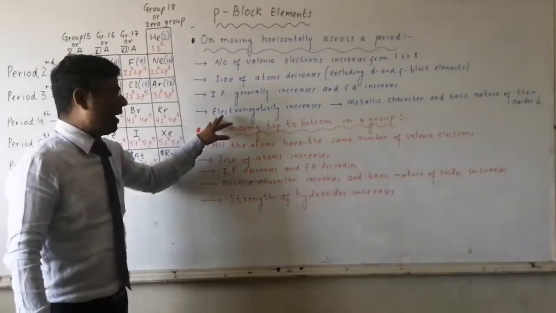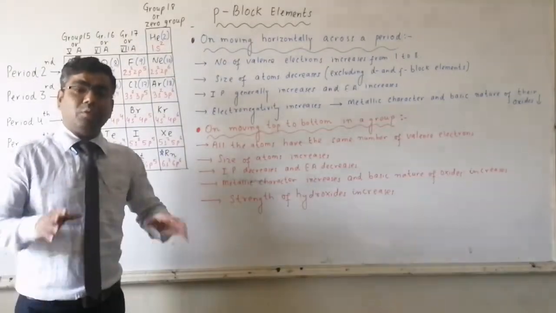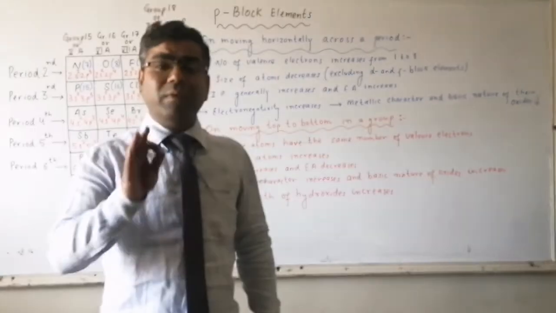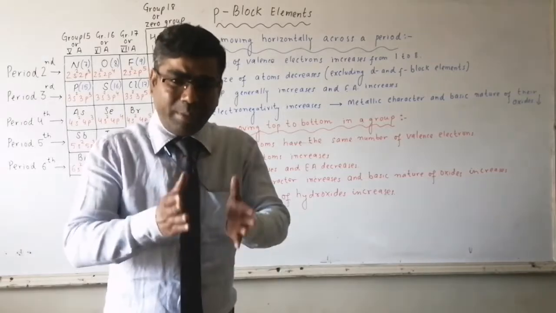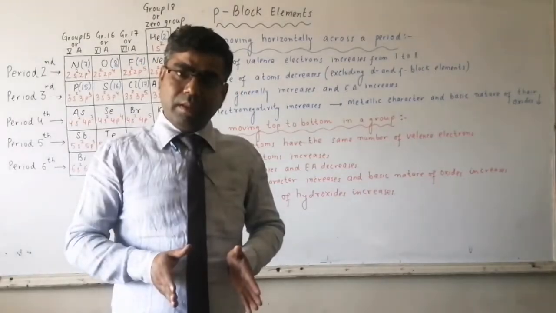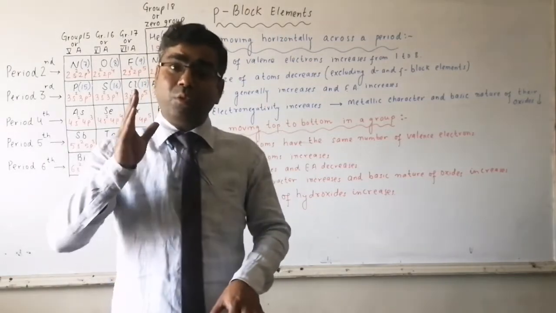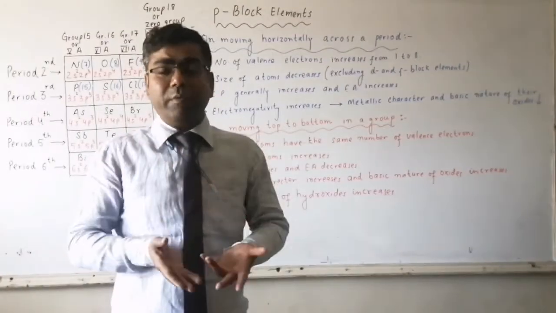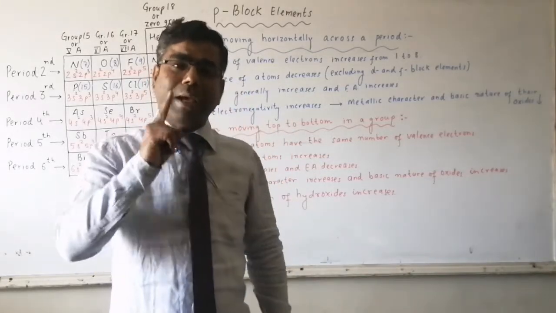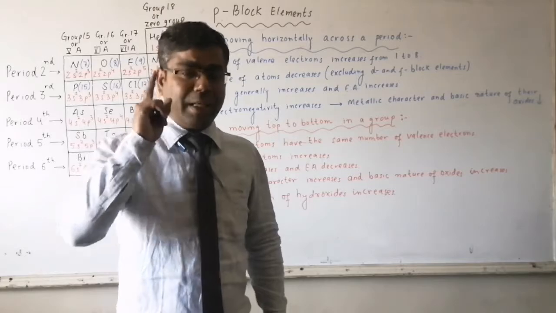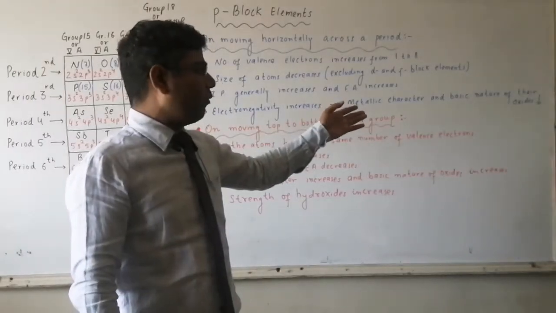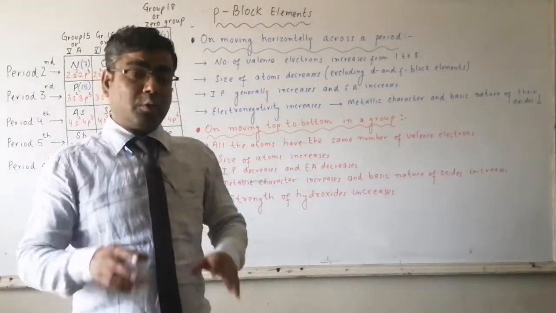Then the next point, electronegativity increases. Electronegativity depends on atomic size. Electronegativity is inversely proportional to atomic size. If atomic size increases, electronegativity decreases. If atomic size decreases, electronegativity increases. As we are moving from left to right in a period, atomic size decreases, so the value of electronegativity will increase. Metallic character and basic nature of their oxides decreases.